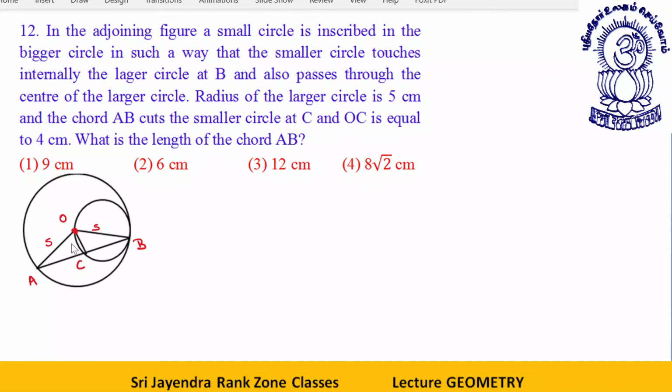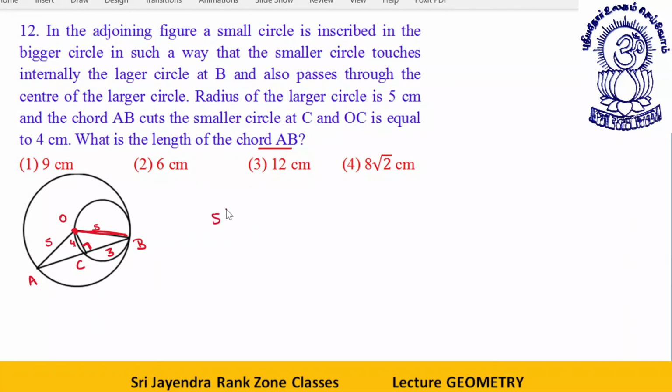Okay, things become easy now. OC is equal to 4. What is the length of chord AB? Things become very easy, my dear students. It's actually very easy. See, this is the diameter of the smaller circle. The moment they say it is a diameter, this angle becomes 90 degree. The moment you get this angle as 90 degree, what will happen, dear students? This is 5, this is 4, this will become 3.